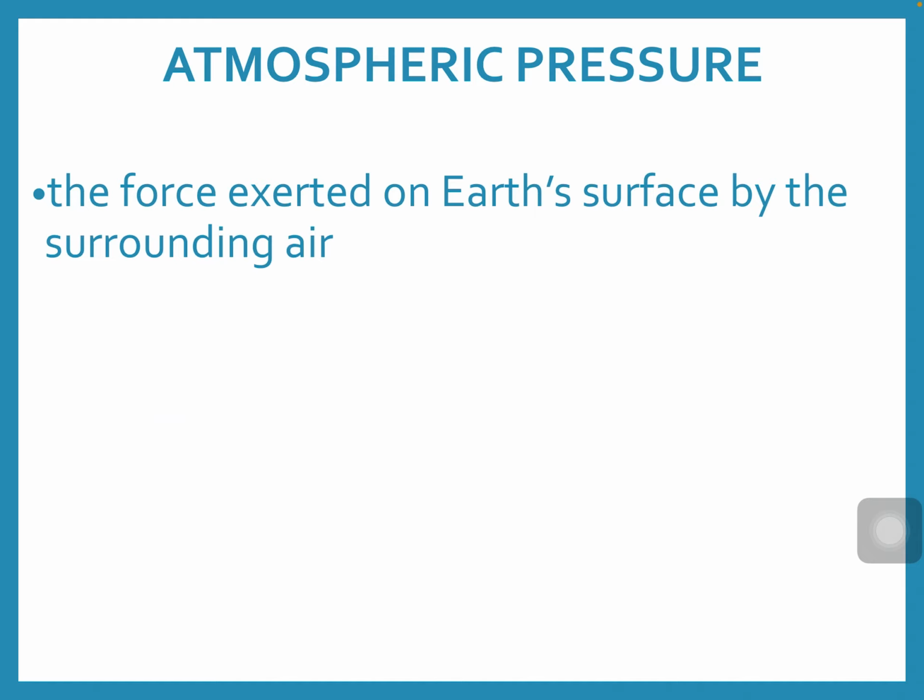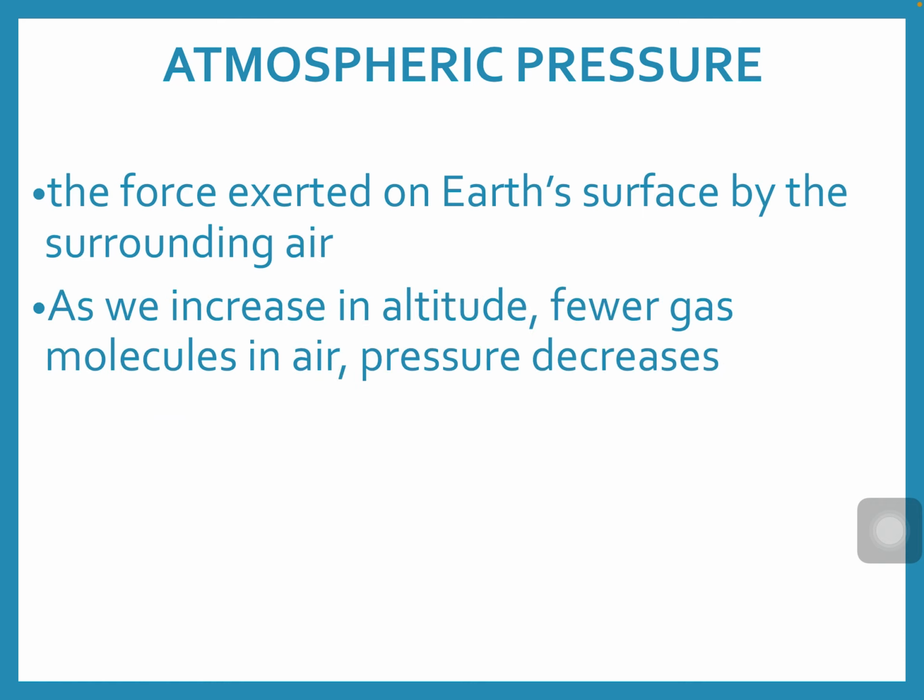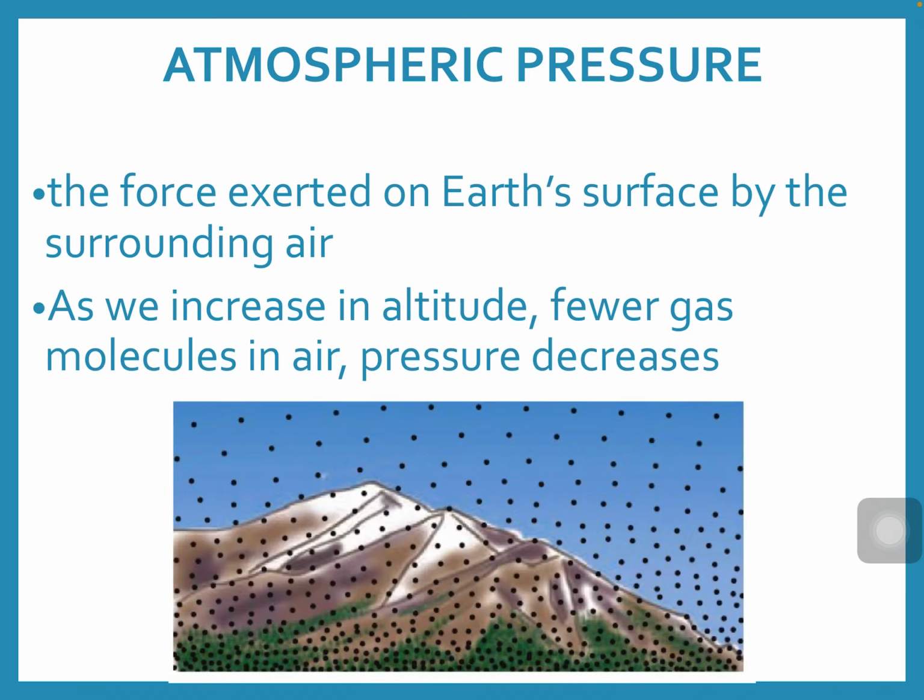Atmospheric pressure. So there is a force that's exerted on the Earth's surface by the air. And the further up we go, or as we increase in altitude, there are fewer gas molecules in the air, and so pressure decreases. So we can see that there is a lot of molecules or particles down near the Earth's surface, and that results in a higher pressure, and the further we move up and away from the Earth's surface, the more space there is between particles there, and so the less pressure there exists there.